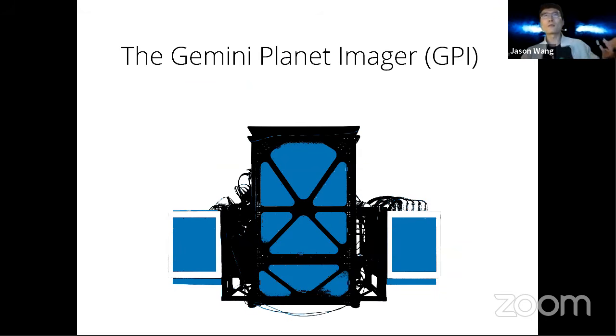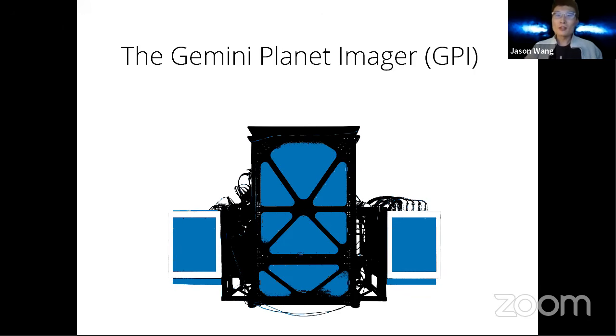It's a series of 3 blue boxes. These boxes contain all the crucial components for imaging exoplanets. It has an adaptive optics system to correct for atmospheric turbulence. It has a coronagraph to block out the bright glare of the star. And it has a very fancy camera to take color photos of exoplanets, which I'll talk about in a second.